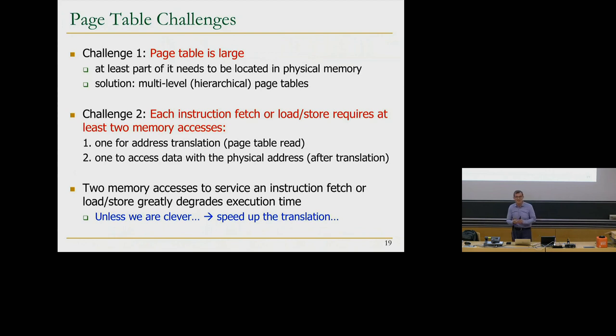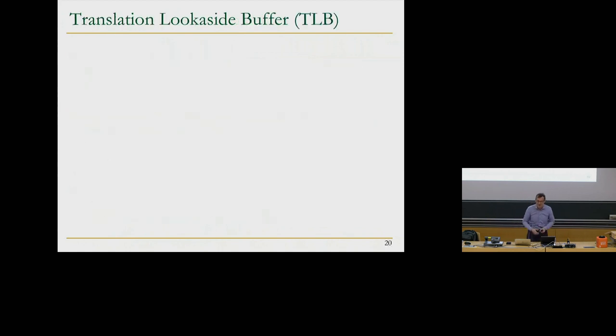So how do you speed up this translation? We're going to use an idea that we've seen before, yes. Cache. Use a specialized cache to cache the translations. Cache the page table entries. So you know the concepts now, you can apply it. That's why caches are very important. You have caches everywhere. So that's the idea of the translation lookaside buffer.